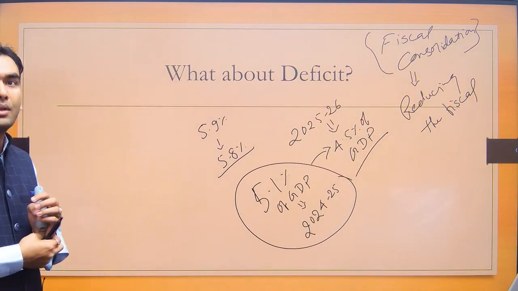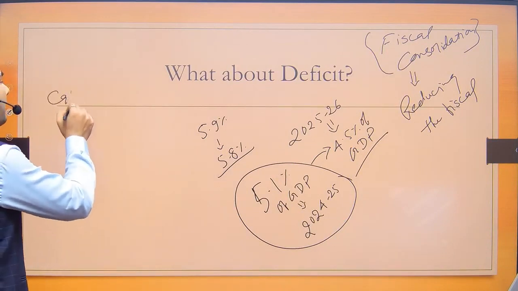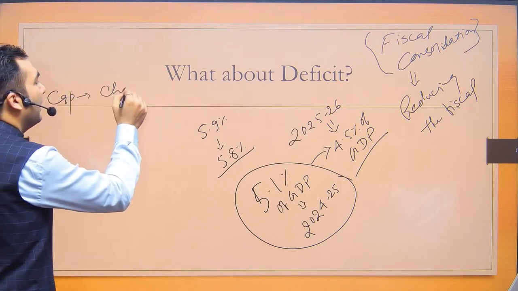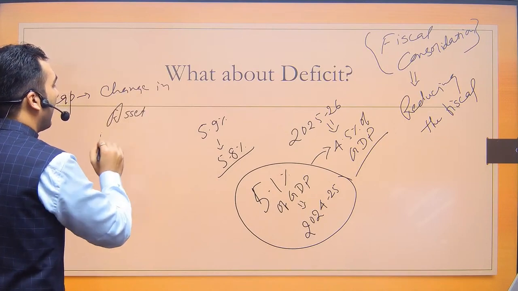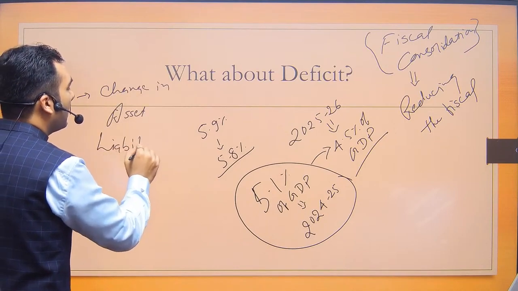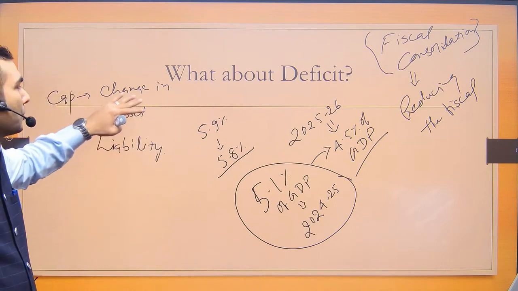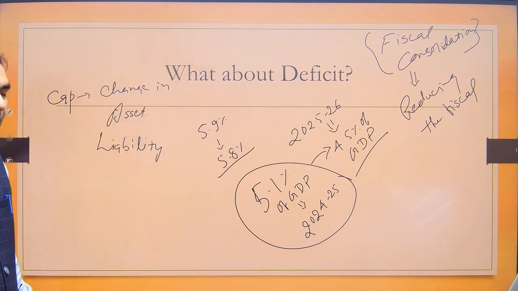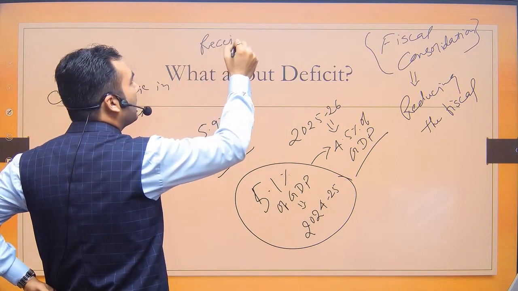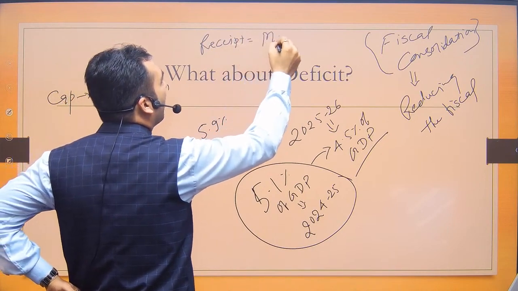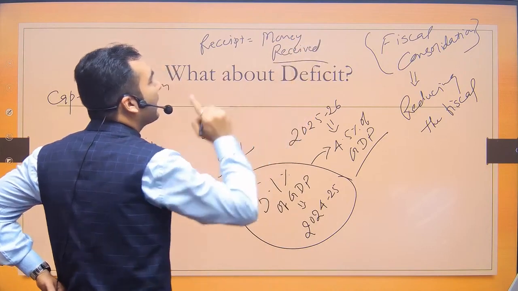Sejal is asking a doubt: how would more capital receipt not be good? See, capital account, by definition, records a change in asset or liability. If there is a change in asset or liability, the transaction is going to be recorded in the capital account. Now, receipt means money has been received by government. When will government receive the money?